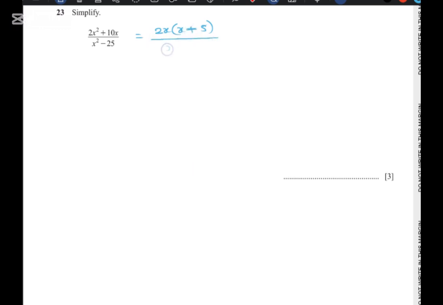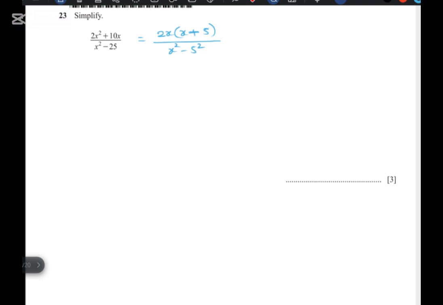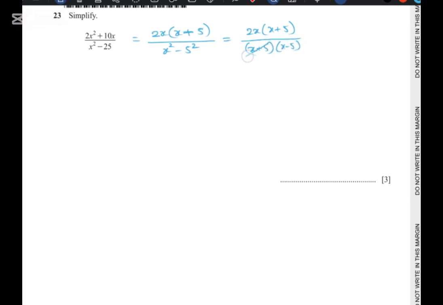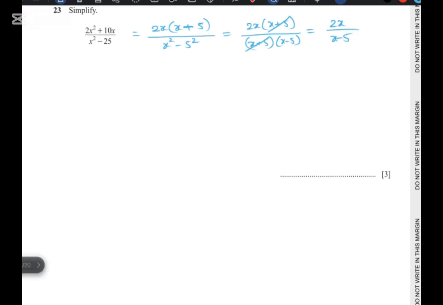Then in the denominator, make this a square minus b square, the identity. 25 can be written as 5 square. So now 2x into x plus 5 by x square minus 5 square, and a square minus b square can be written as a plus b into a minus b, that is x plus 5 into x minus 5. X plus 5 completely gets cancelled and you are left with 2x by x minus 5. That's it, we cannot simplify further. You have to write the answer as 2x by x minus 5.